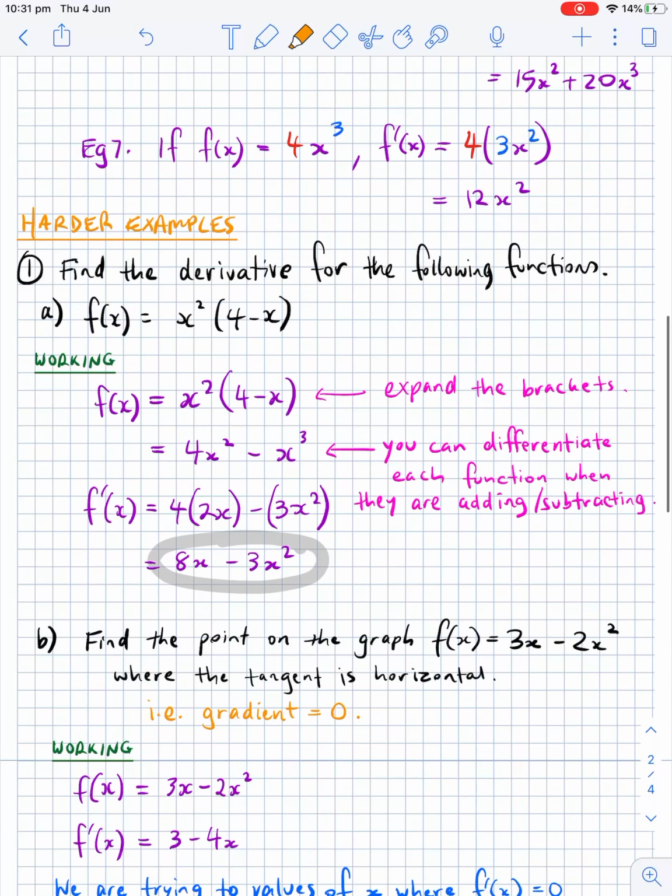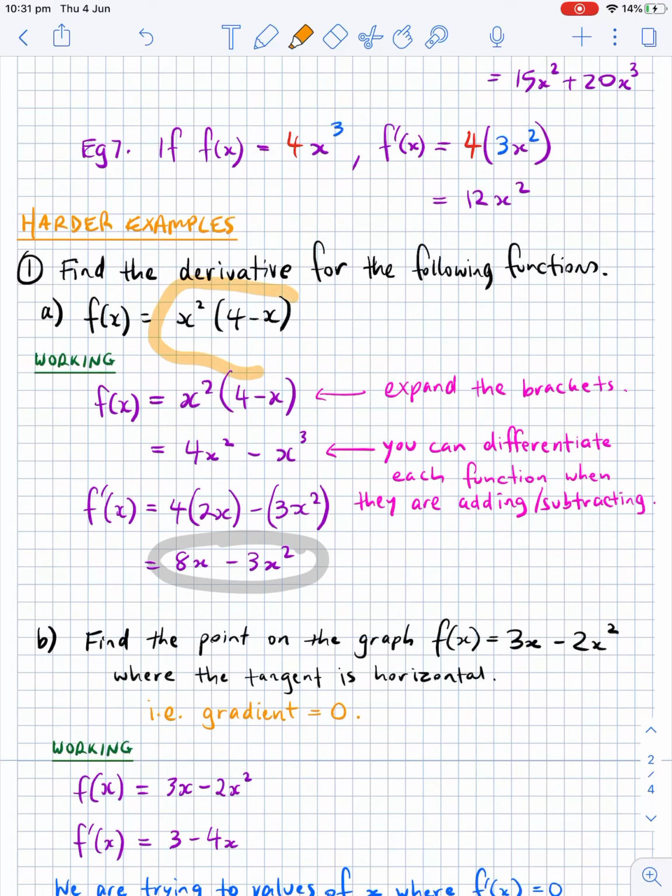Okay, let's do some harder examples here. Find the derivative for the following function. So f of x equals x squared multiplied by 4 minus x. We need to be able to figure out what f dash of x is. Remember, that's what the derivative is called. This thing here is called the derivative.